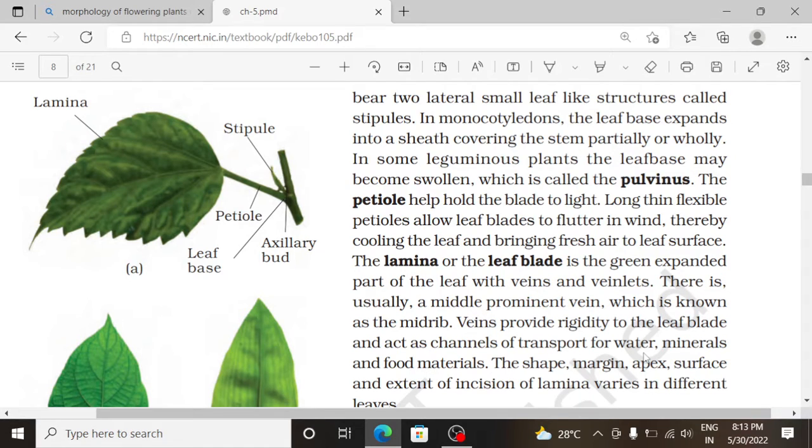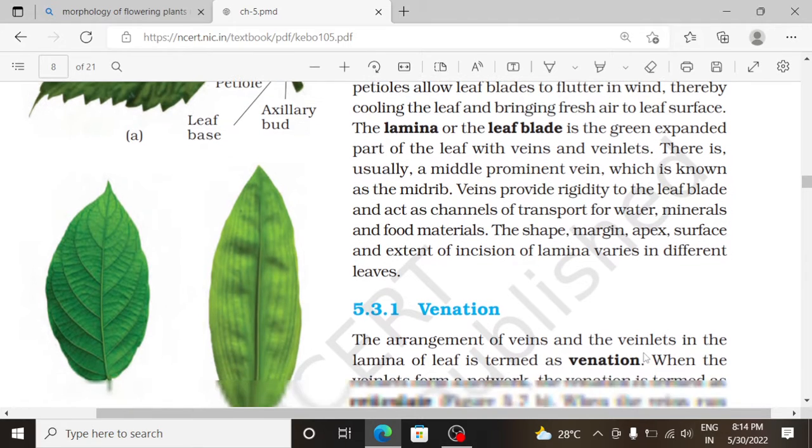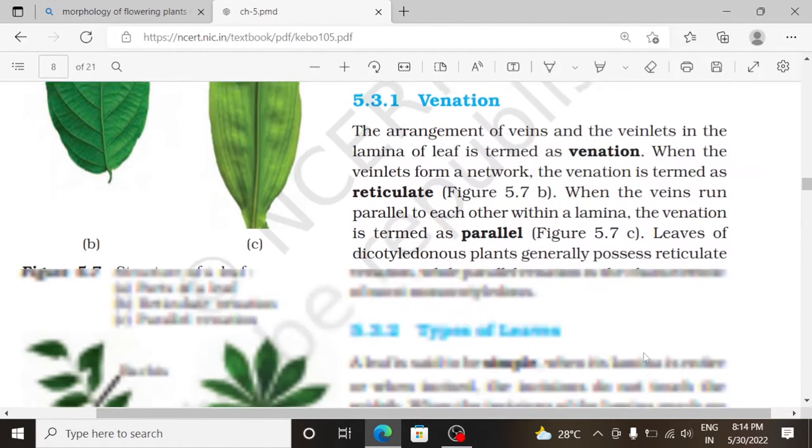Long, thin, flexible petioles allow leaf blades to flutter in wind, thereby cooling the leaf and bringing fresh air to the leaf surface. The lamina or the leaf blade is the green expanded part of the leaf with veins and veinlets. There is usually a middle prominent vein, which is known as the midrib. Veins provide rigidity to the leaf blade and act as channels of transport for water, minerals and food materials. The shape, margin, apex, surface and extent of incision of lamina vary in different leaves.